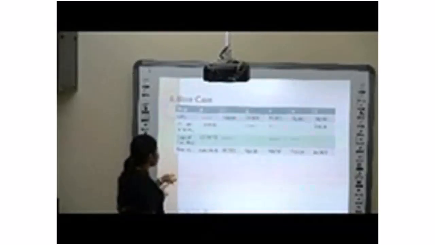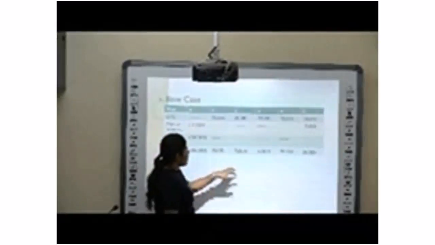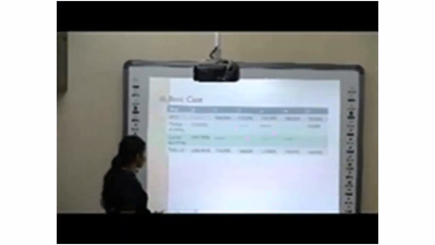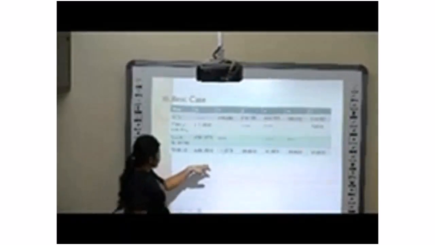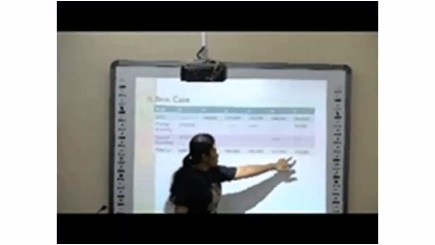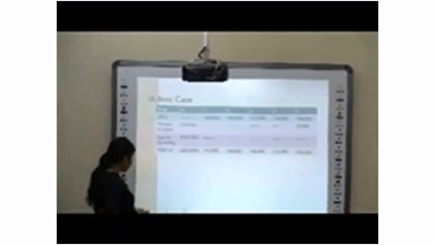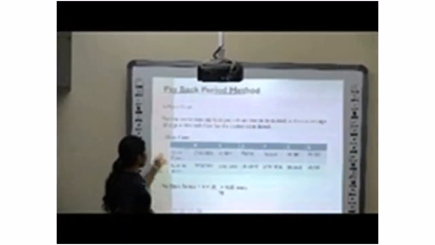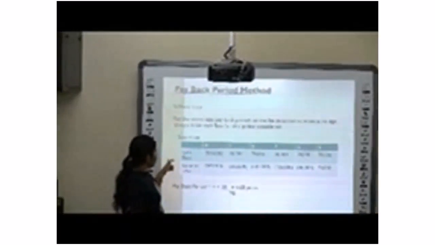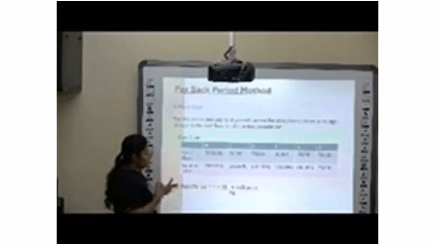In the base case, we would get 78,000 per annum, and in the last year we would get 88,000 rupees. In the best case, we would get 144,000 per annum, and in the last year we would get 154,000. As I said earlier, we cannot calculate the payback period for the worst case, as all the cash flows are negative.